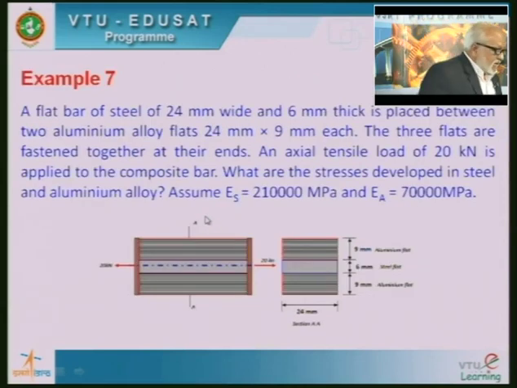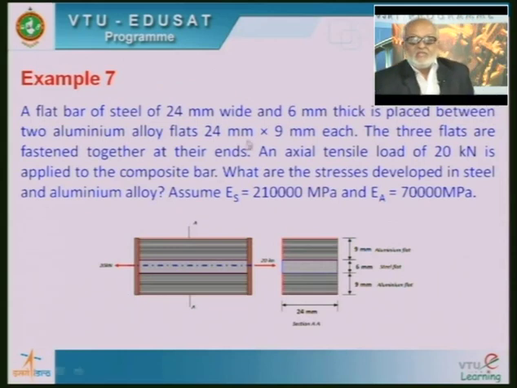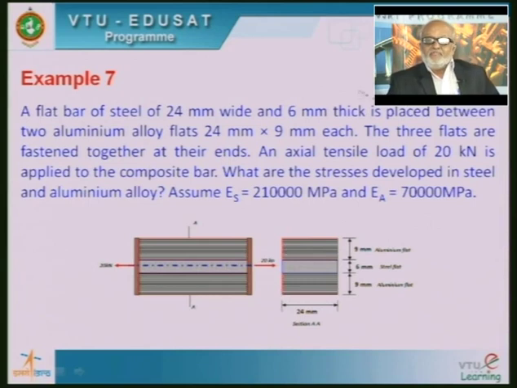So let us try to work out a numerical example. A flat bar of steel 24 mm wide and 6 mm thick. So this is 24 mm wide, and this is the solid bar, 6 mm thick, placed between two aluminum alloy flats, 24 mm by 9 mm each. This is 9 mm, this is 9 mm. These are aluminum alloy flats, and this is a steel solid bar. Totally it becomes 24 by 24.